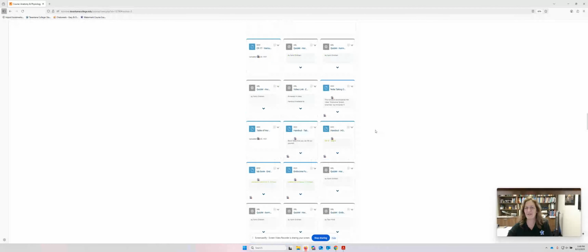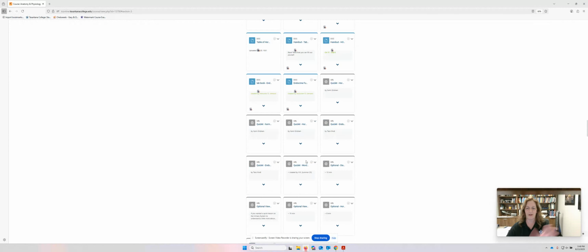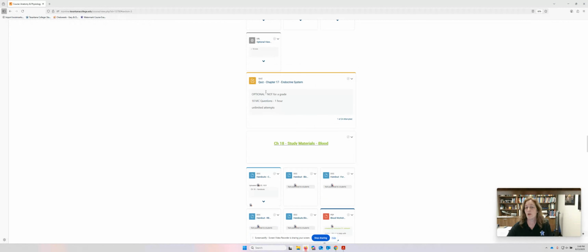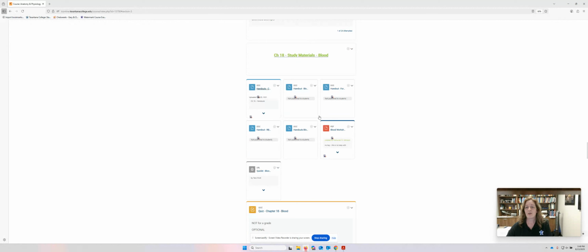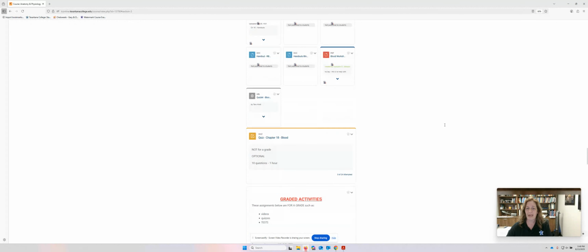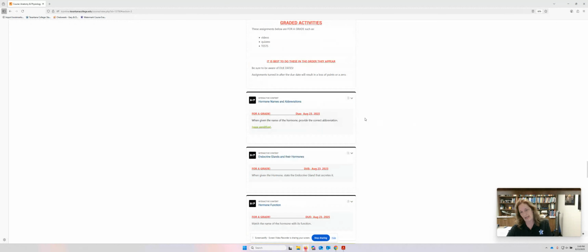Various study materials. I don't even know what all's in here. Some of it is probably in this packet, to be honest. I just didn't delete everything or make it hidden. There is a quiz. This is not for a grade. There's some study materials for Chapter 18. Then you get to the graded activities.